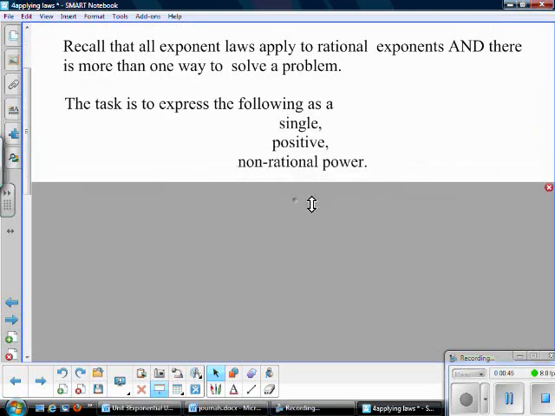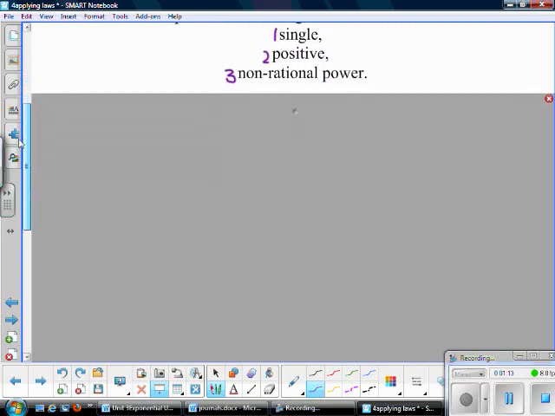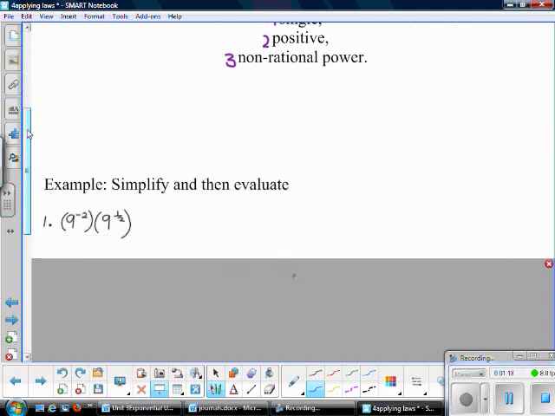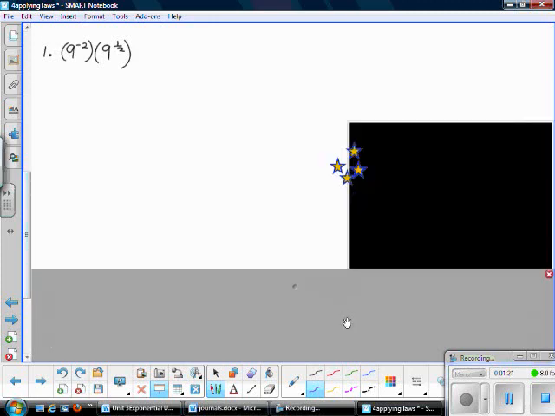Our task, in other words, the way a question on a test would be asked, is to express the following as, first of all, a single positive non-rational power. So in other words, I want my final answer not to have a rational power. I want all those 3 things when it comes to a test. So let's see what we have to do that. So simplify and then evaluate. Okay, so this is what we have.